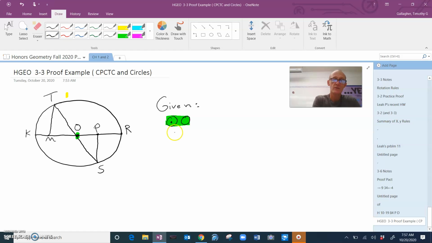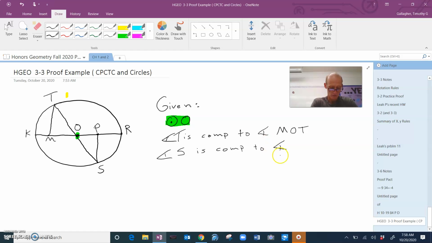The next thing you're given in this problem is that angle T is complementary to angle MOT. And you are also given that angle S is complementary to angle POS.